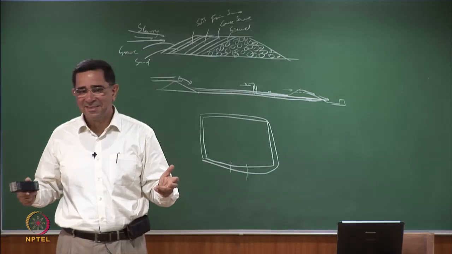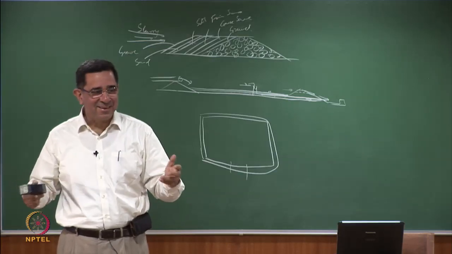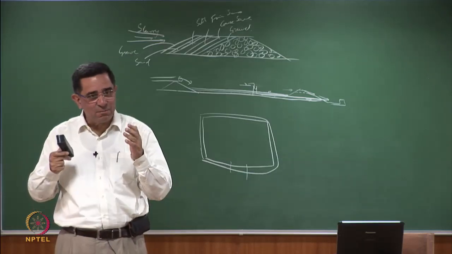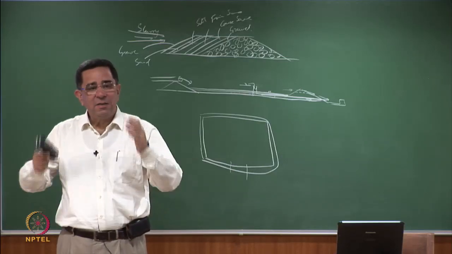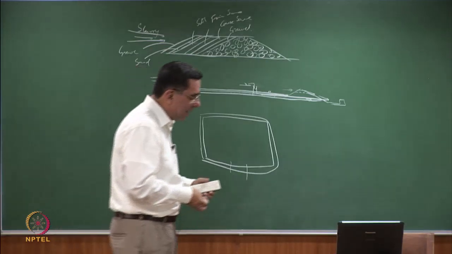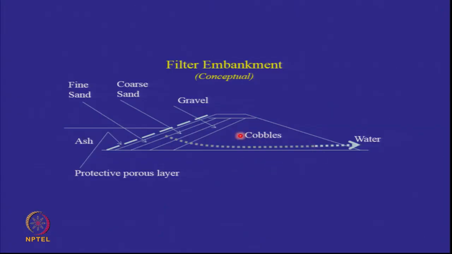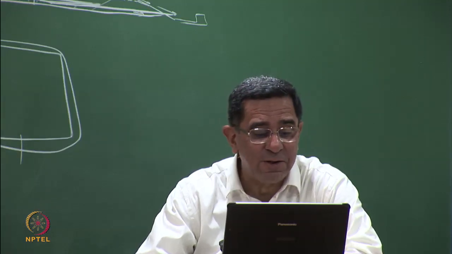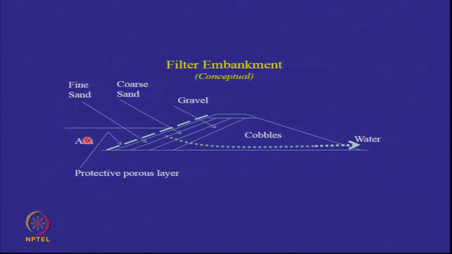Does it excite you? Great, I hope one of you will do this. But it's all there. Conceptually, it is possible, it is doable, but just a filter embankment does not work. So what is this diagram which I have put here? I said cobbles, gravel, coarse sand, fine sand. And on top of that, there is a dash, dash, dash line. That is what you're going to develop. That's your patent. So I've said it is a protective porous layer which will allow the water to go through but keep the fine ash in position.